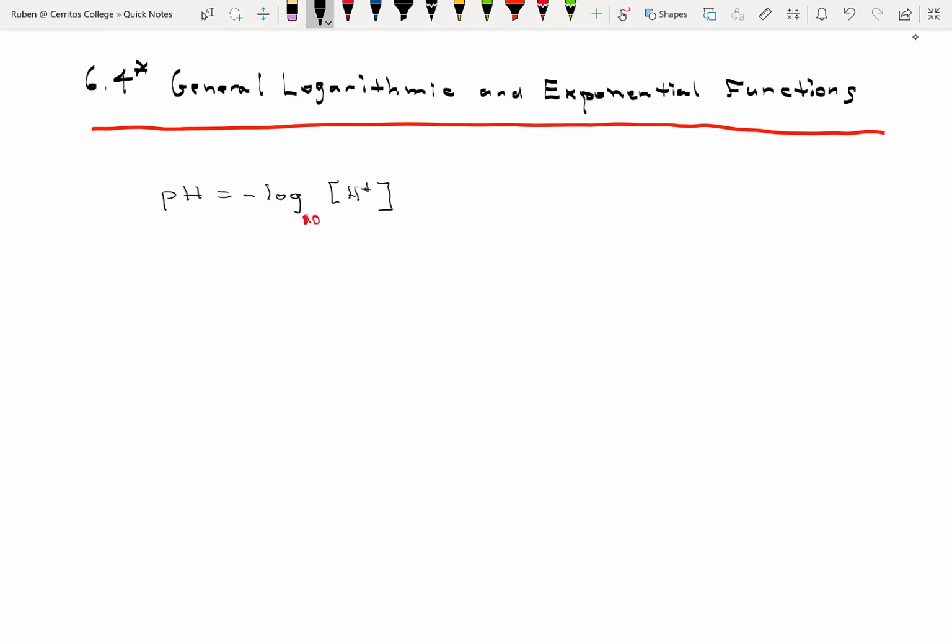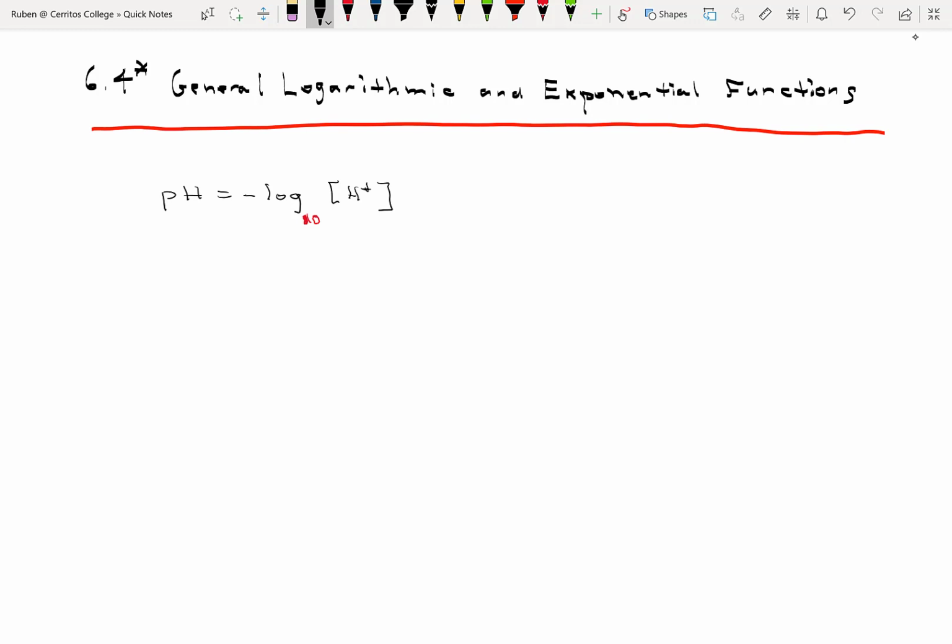Other than the common logarithm, I haven't seen in STEM-based math logarithms or exponential functions with bases other than either 10 or the base of the natural logarithm, e. So it's for that reason I think this is a relatively minor section. Nonetheless, let's go through the section. The idea is to be able to integrate and differentiate functions involving logarithms of bases other than 10 or e, and exponential functions with other bases. So let's get started.